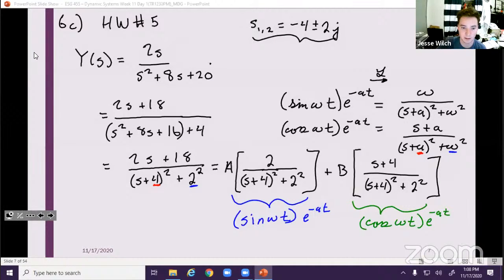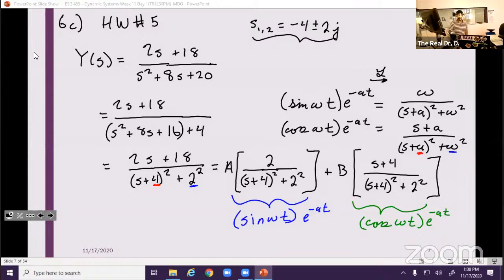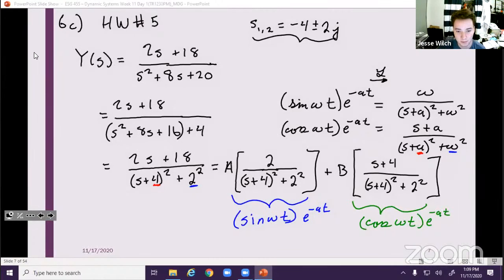Because like if you multiply the 2 times s plus 4, then you would get 2s plus 8. Right? Because then when you pull the 2 out, if you pull the 2 out, you get s plus 9, right? Yeah. Yeah, if it was plus 8, it's just twice the cosine, right? If it was 2s plus 8, you would just use cosine omega t e to the negative 4t. But it's not. Okay. Yeah.